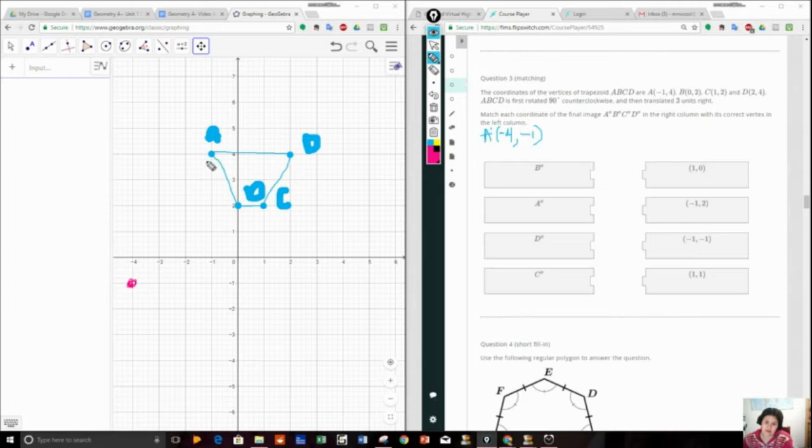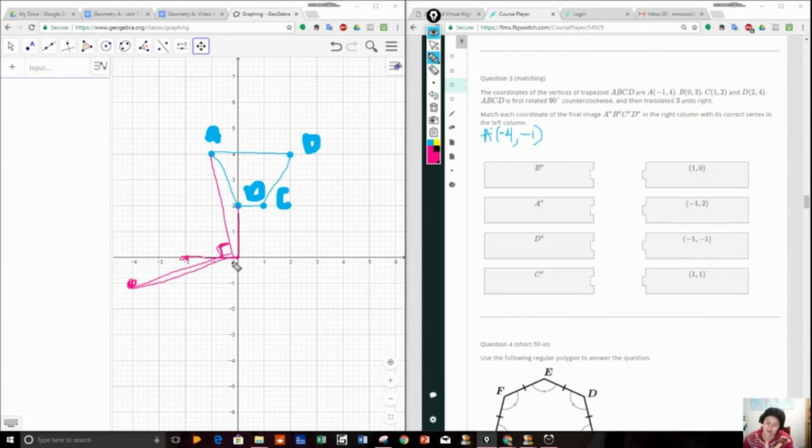So that means if I drew a line from A to the origin and from the origin to A prime, that angle right here would be 90 degrees. So then if I were to draw a line from B and make it 90 degrees, it would end up right here.